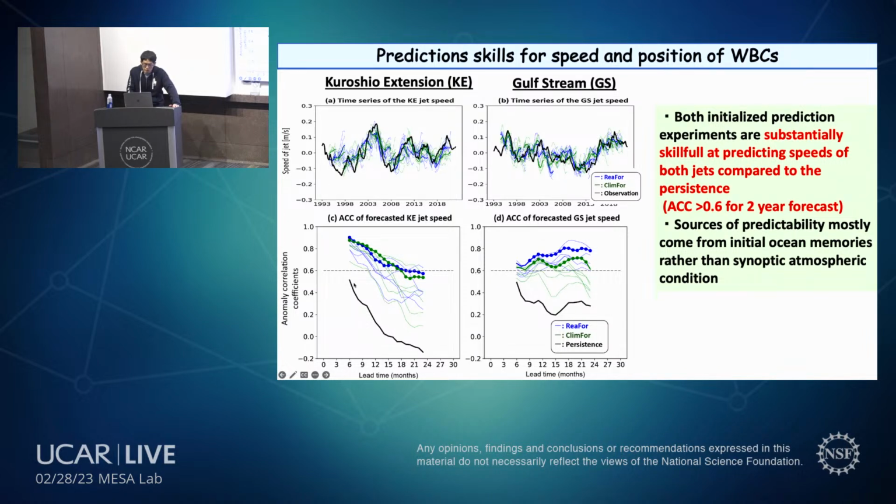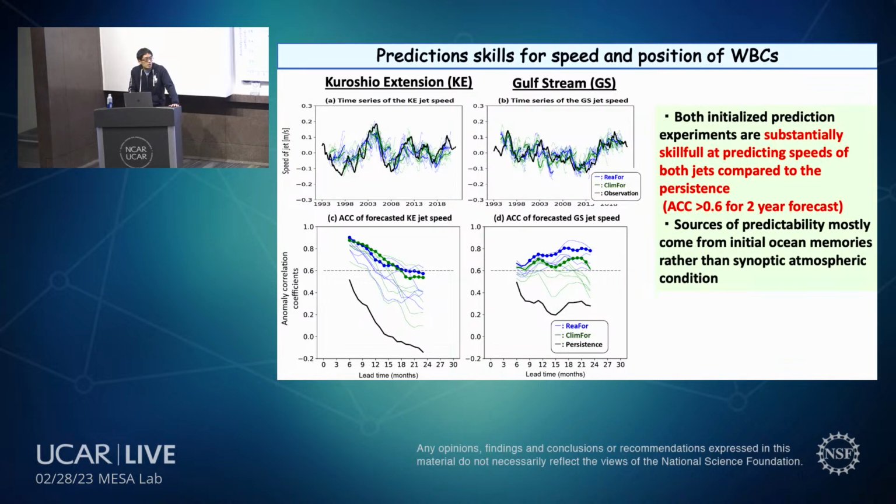We also show the forecast skill of persistence forecast as a reference, as a black curve. And you can see that both LEA4 and CRIM4 experiments are substantially skillful at predicting the intensity of both jets compared to persistence forecast. And actually, the forecast skill still exceeds 0.6 even for a 2-year forecast. Interestingly, the forecast skill of the jet speeds is generally of the same degree in both the LEA4 and CRIM4 experiments. So these results indicate that the source of predictability mostly arises from the initial ocean memory rather than synoptic atmospheric conditions.